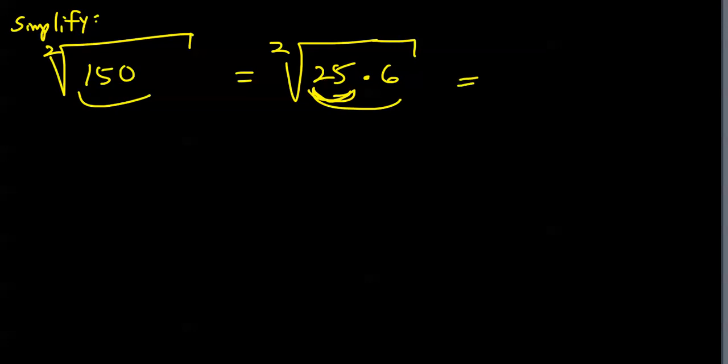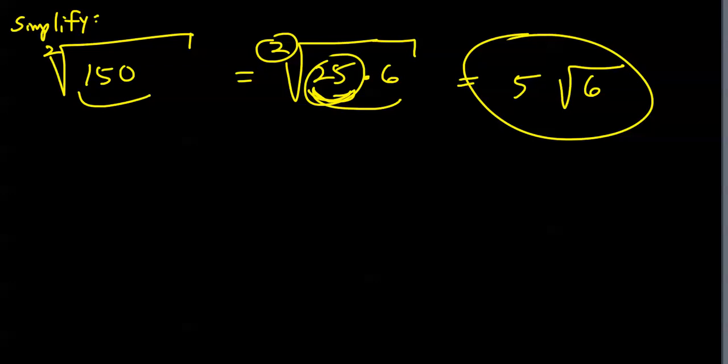Alright, let me skip a step here. The square root of 25 is 5 times the square root of 6. Well, that's as far as we can go, right? The square root of 6. 6 contains no perfect second powers, so this is my answer in simplified root form.